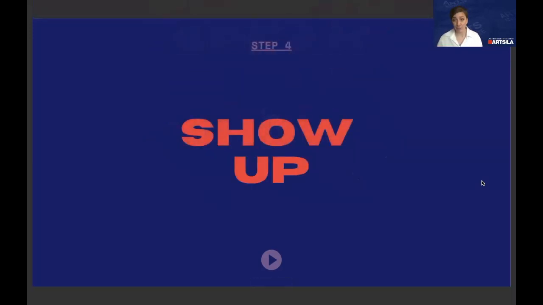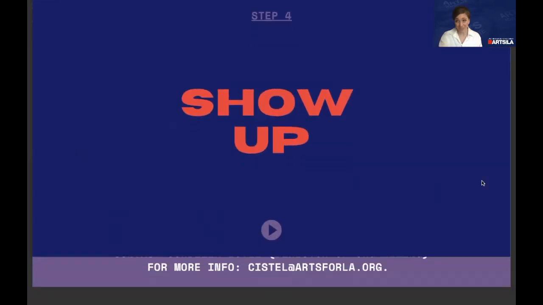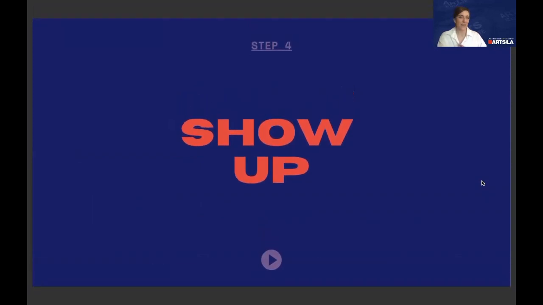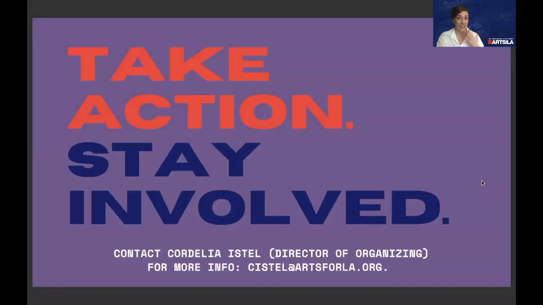So after that, step 4 is easy, right? You made the plan. Now you just gotta let it play out. You gotta show up, right? You show up to the meeting with your prepped public comment ready to go. And step 5, you give your public comment. Straightforward, right? You've done all the work. You're ready to show up. You tell your story. You take action, right? That is the final step. Taking action and then staying involved.